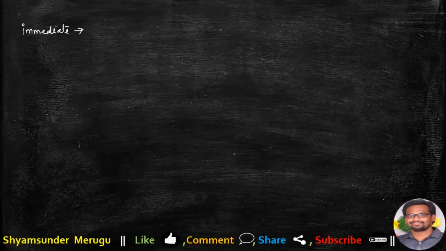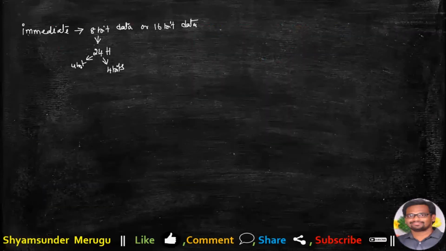This word immediate indicates 8-bit data or 16-bit data, right? So here 8-bit we can write as 24. All the digits that we can write in hexadecimal. In hexadecimal, each digit is represented by 4 bits. So 4 is indicated by 4 bits and 2 is also indicated with 4 bits. So it is 8-bit data.